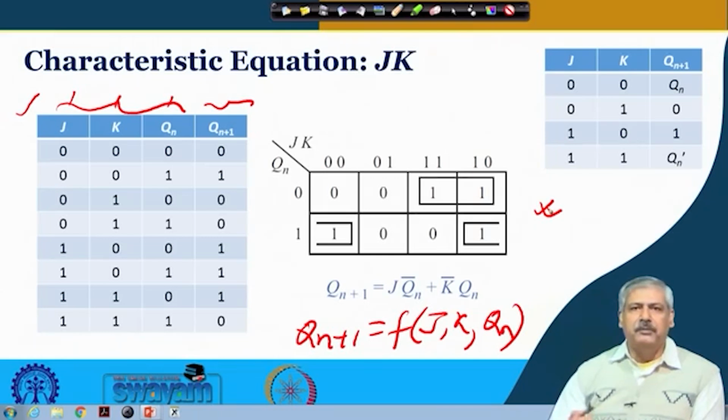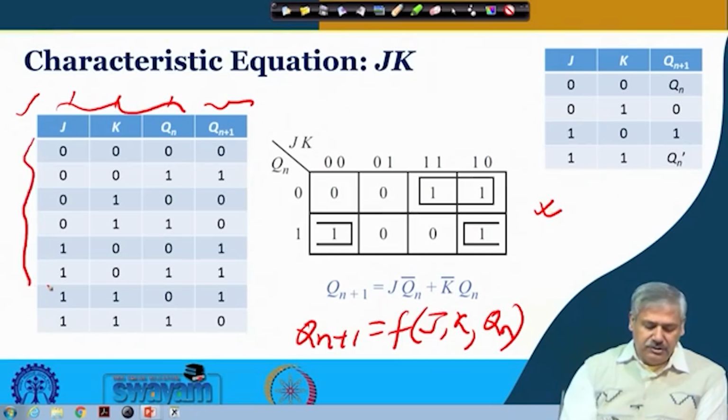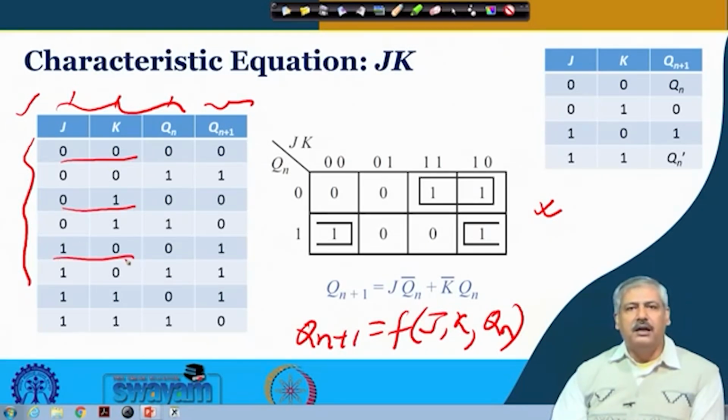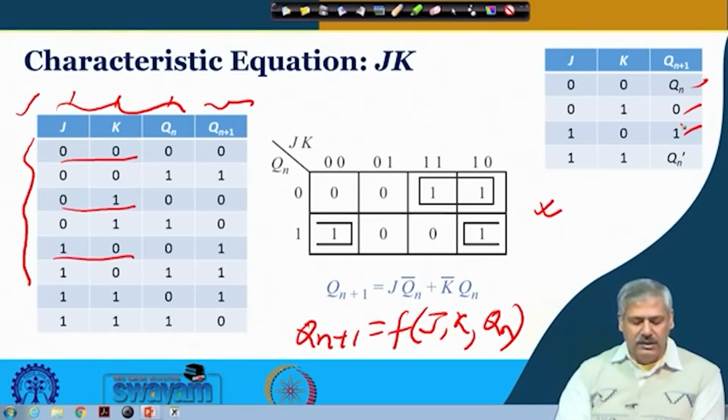So, how do the SR flip-flop and JK flip-flop truth tables, or characteristic tables, differ? Up to the 0 0 input, 0 1 input and 1 0 input, they are the same: 0 0 gives Qn, 0 1 gives 0, 1 0 gives 1. The only place where they differ is 1 and 1. When 1 1 is presented as input in SR flip-flop, it is not allowed.